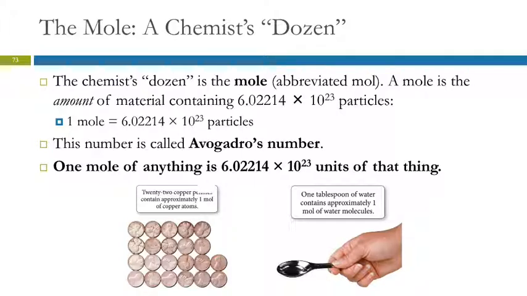So a mole is a useful quantity because when we have this many atoms, we have a reasonable, usable amount of stuff. So 22 copper pennies has about 1 mole of copper atoms. So 22 pennies, you can hold that in your hand. It's big enough that you can see it and manipulate it, small enough that it's easy to work with as well. A tablespoon of water has approximately 1 mole of molecules. So a mole of a substance is a useful sized amount of it.